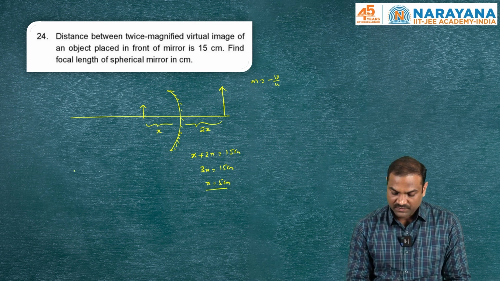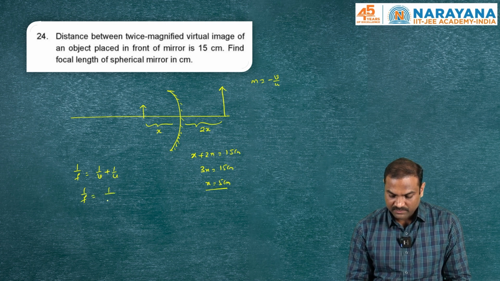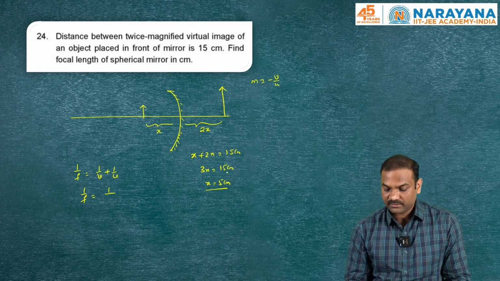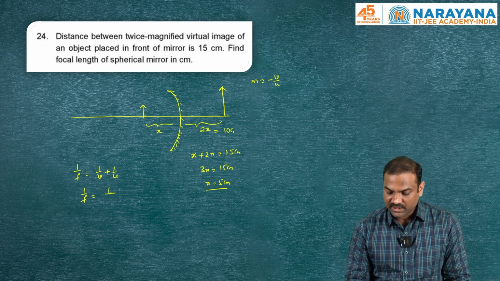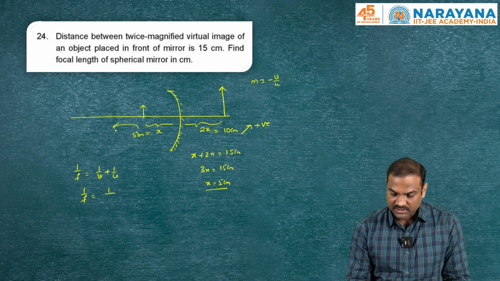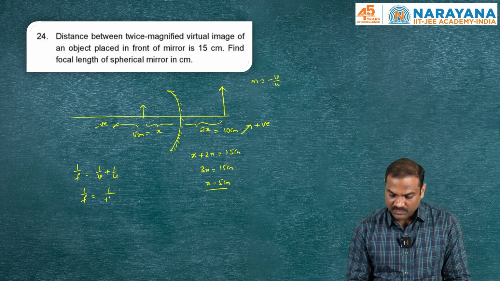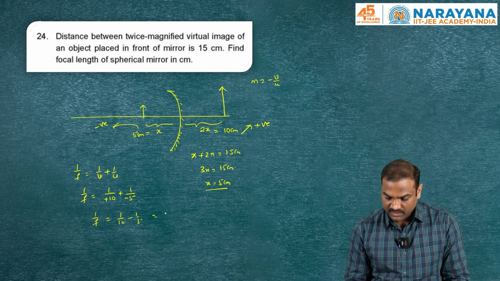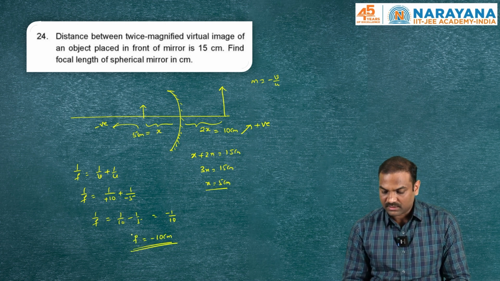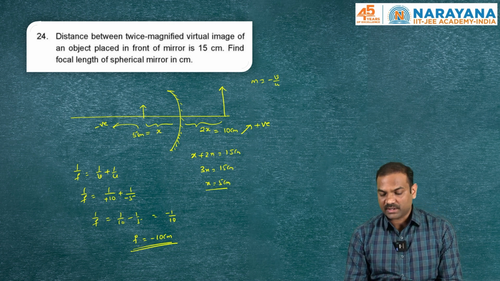Once I know the x value, I can go for the focal length. 1 by f is equal to 1 by v plus 1 by u. The image distance will be 10 centimeter and the object distance will be 5 centimeter. Obviously, v is positive and u is negative. So v is plus 10, and u is minus 5. Then 1 by f is equal to 1 by 10 minus 1 by 5, which is minus 1 by 10. Then the focal length will be minus 10 centimeter. So negative stands for a concave mirror.